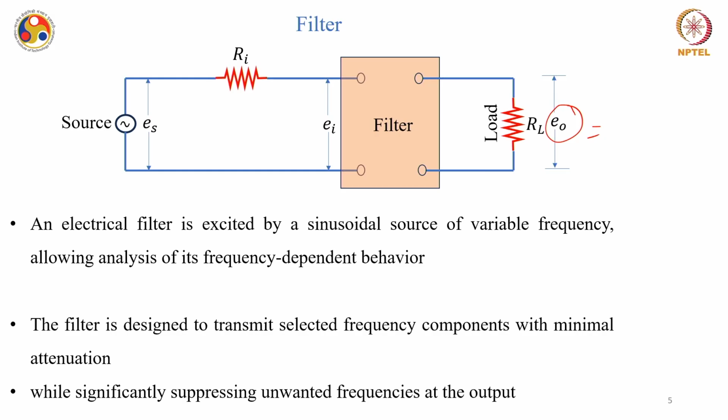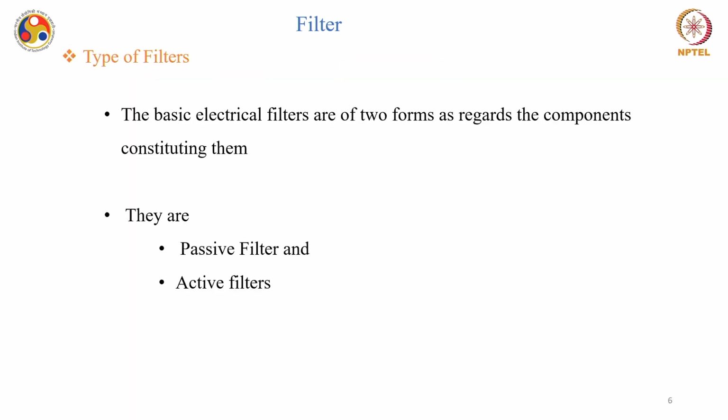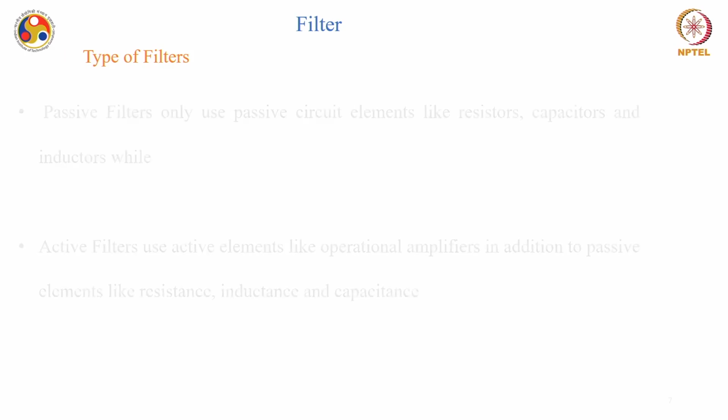An electrical filter is excited, for example, by a sinusoidal source of varying frequency, allowing analysis of its frequency dependent behavior. The filter is designed basically to transmit a selected frequency component with minimal attenuation while significantly suppressing any unwanted frequency at the output. The basic electrical filters are of two forms as regards the components constituting them. You can have either passive filters or active filters.